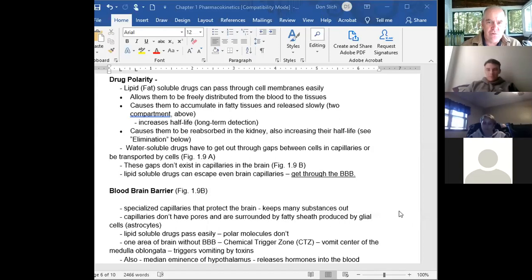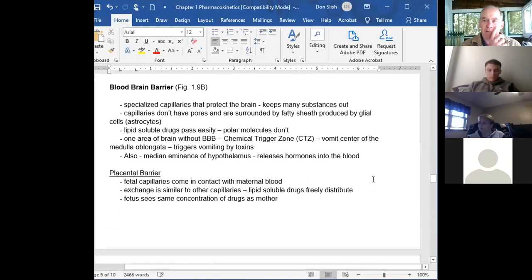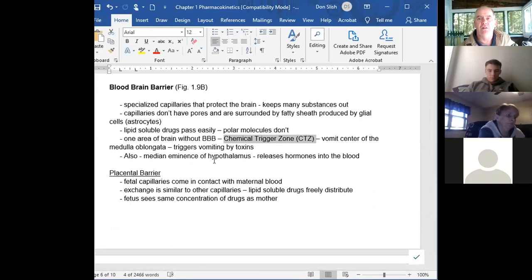go back to the notes here. So that's our blood-brain barrier, specialized capillaries that protect your brain, keep substances out. Lipids. Okay, so the other thing I want to talk about here is two areas in your brain that don't have this blood-brain barrier. One is called the chemical trigger zone. So this is in your medulla.